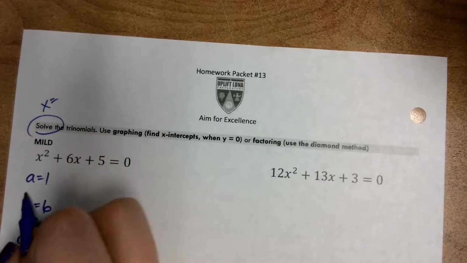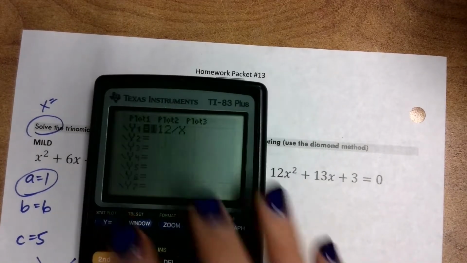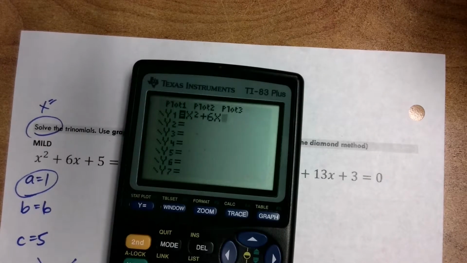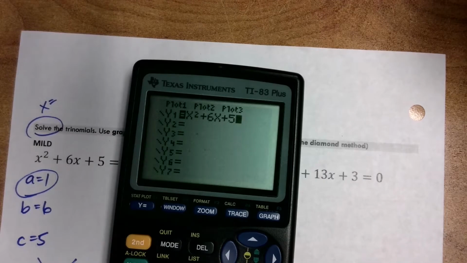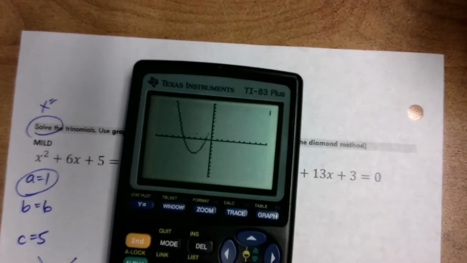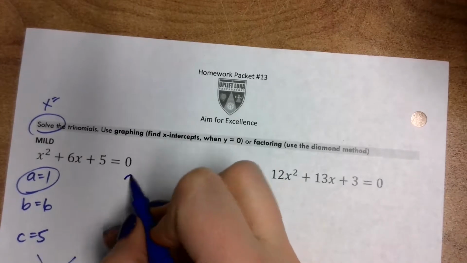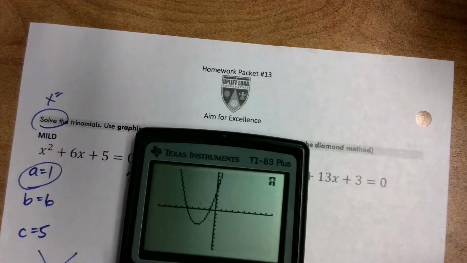If A is 1 on this first one, do we have to DRS? No. So then you could set up your diamond, or you can go into y equals and do x squared plus 6x plus 5. If you don't have a calculator at home, I've included a Desmos link for you to use for graphing. So, Haseo, when I'm looking at this parabola, how many solutions do I know that I have? 2, because it crosses the x-axis.